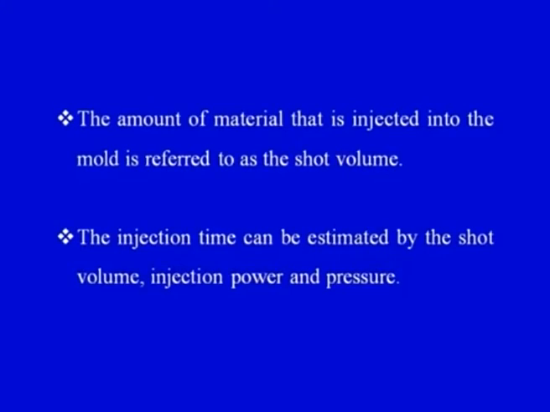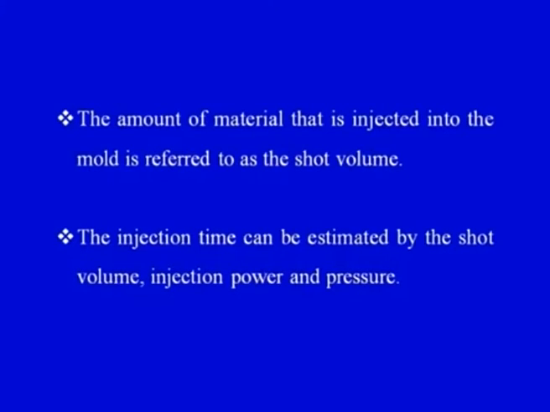The amount of material that is injected into the mold is referred to as the shot volume. So this is another term that is coming into the picture, that is shot volume. The amount of material that is injected into the mold is one shot. In one stroke of the piston, how much material is entering into the mold cavity, that may be termed as the shot volume.